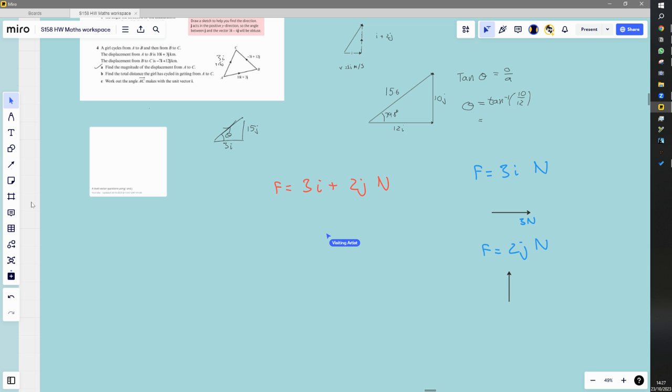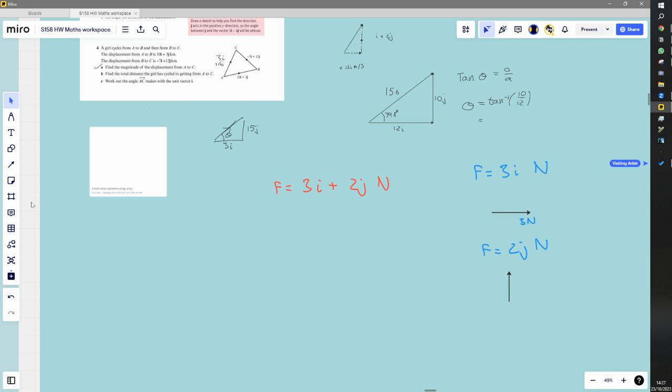So okay, let me just go back a moment. So 3i, yes, it means to the right, and 2j means up. Previously, when we think about vectors and positive or negative numbers, it was never clear exactly what direction we decide is positive. But now with i and j, it is actually clear.